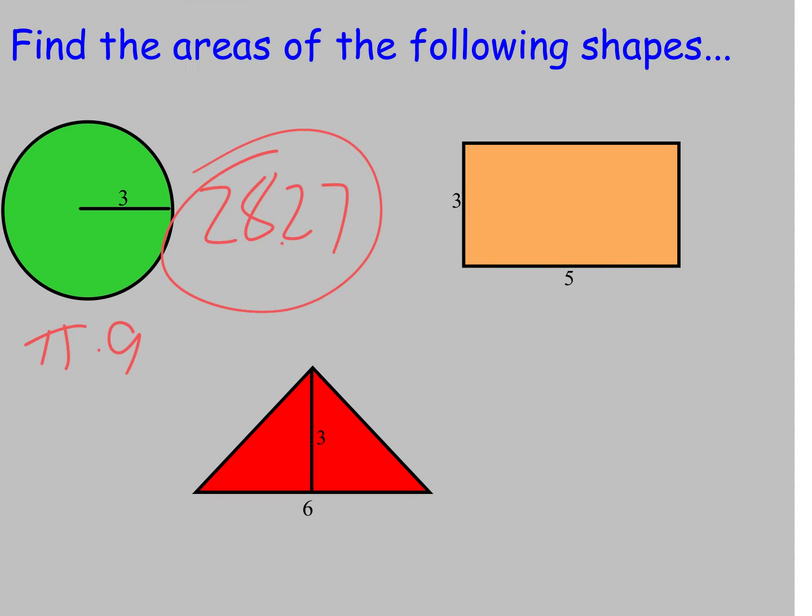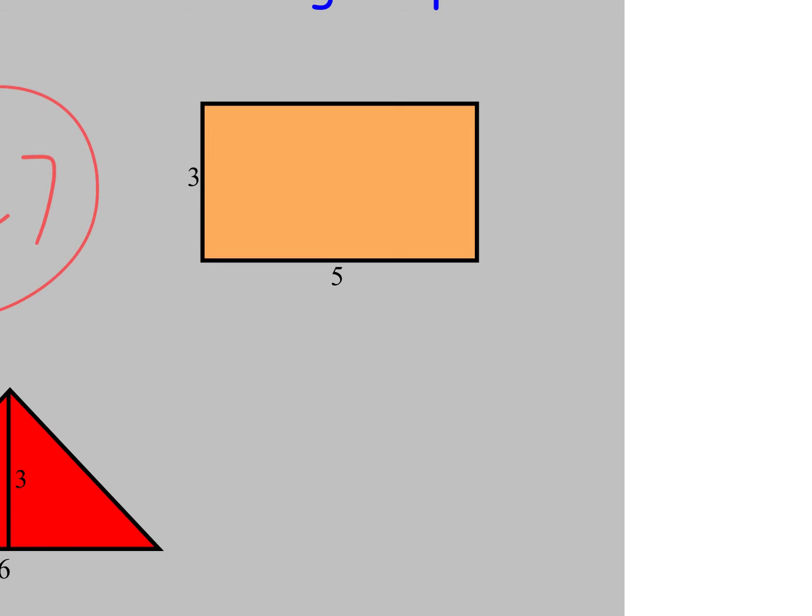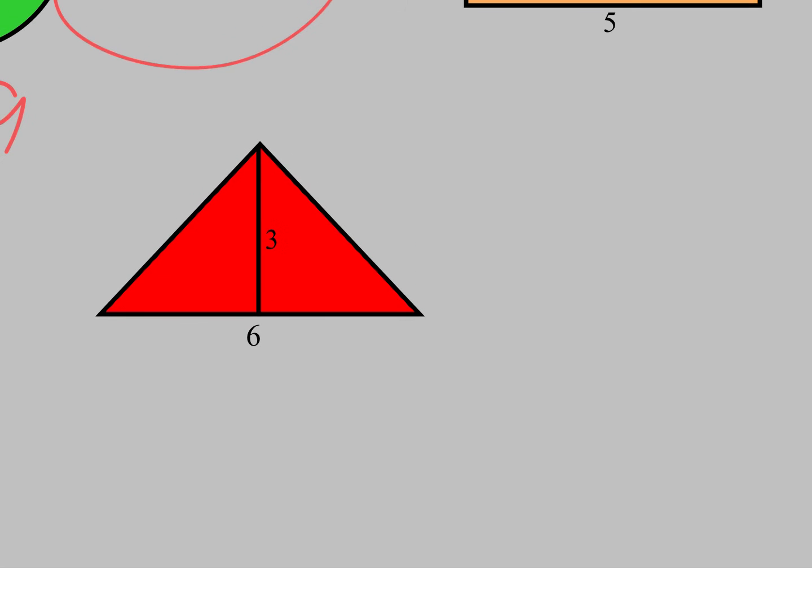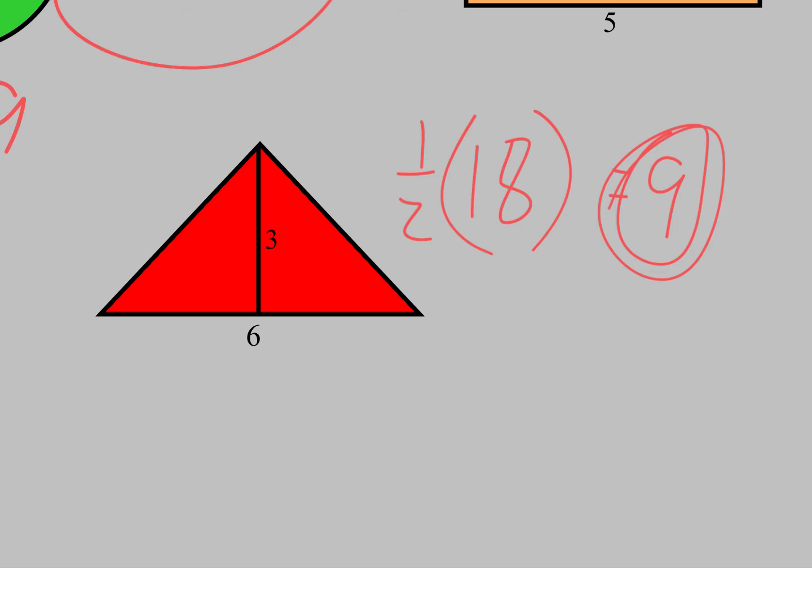The first one's area was 28.27, and this one's area, 5 times 3 is 15, super easy. And then this last one is 6 times 3 is 18. I get that on the test all the time. What is it actually? 9, because you do 1/2 of the base times height. So it's 9. Raise your hand if you actually had 9. Okay, good.